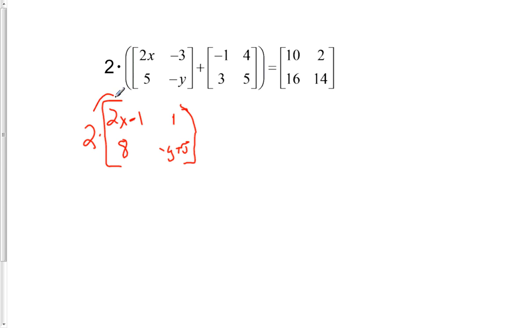So now I'll take care of my distribution. 2 times everything that I see in this matrix. On the first one, I actually have a distribution. 2 times 2x minus 1 is 4x minus 2. 2 times 1 is 2. 2 times 8 will be 16. And here I have a second distribution. 2 times negative y and 2 times 5.